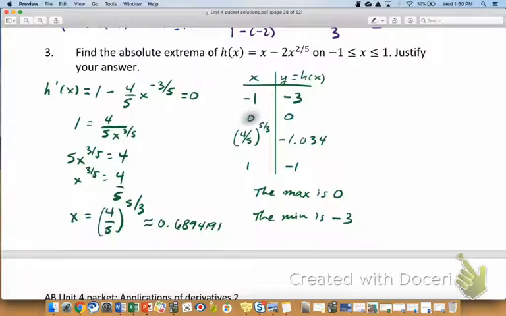Because h prime of x doesn't exist there. Why not? Because if there's a negative exponent, that means it'd be in the denominator. There we go. x is 0, and if x is 0, it'd be a 0 in the denominator. So h prime doesn't exist when x is 0 because of the 0 in the denominator, like Dana said. That ends up being the maximum.